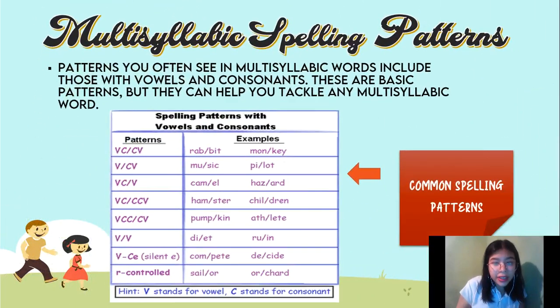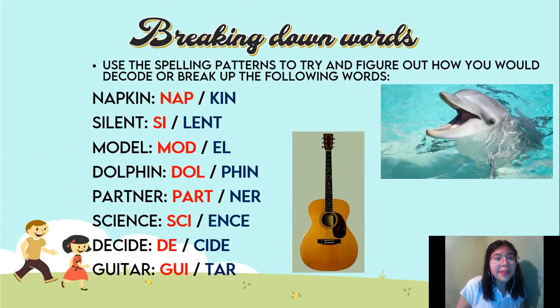Okay, let me change this slide. So we have breaking down words. As we checked in the previous slides, we have a few tricks for us to break down multisyllabic words in order for us to pronounce them better. Use the spelling patterns to try and figure out how you would decode or break up the following words. We have the word napkin, which is divided into nap-kin.